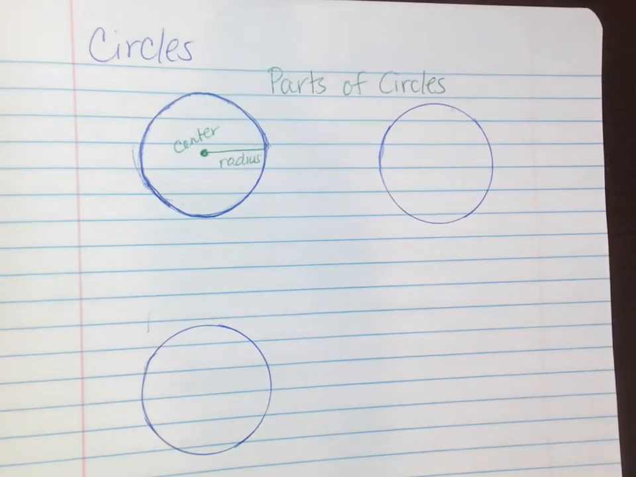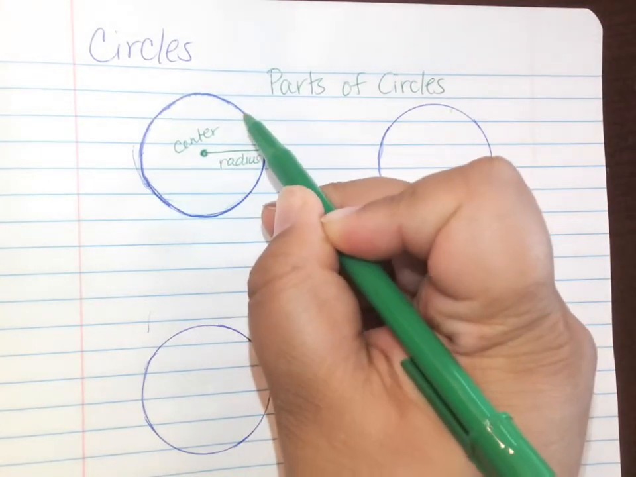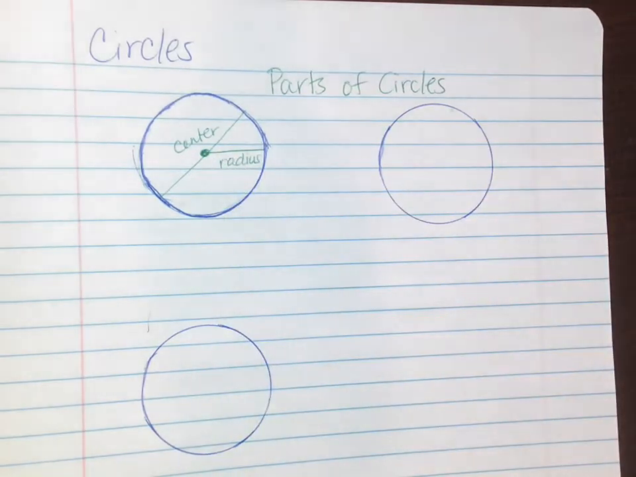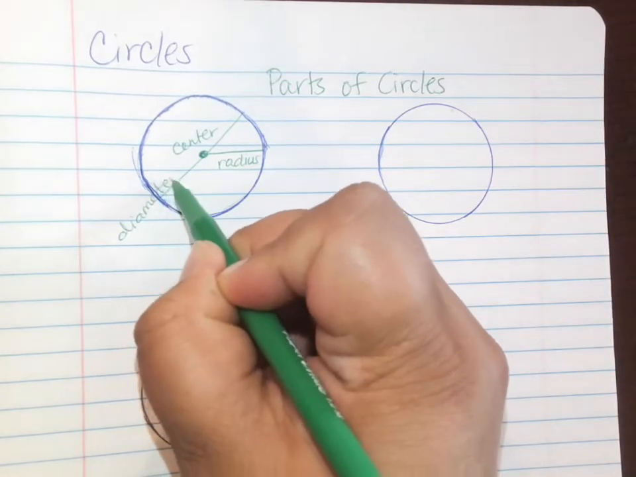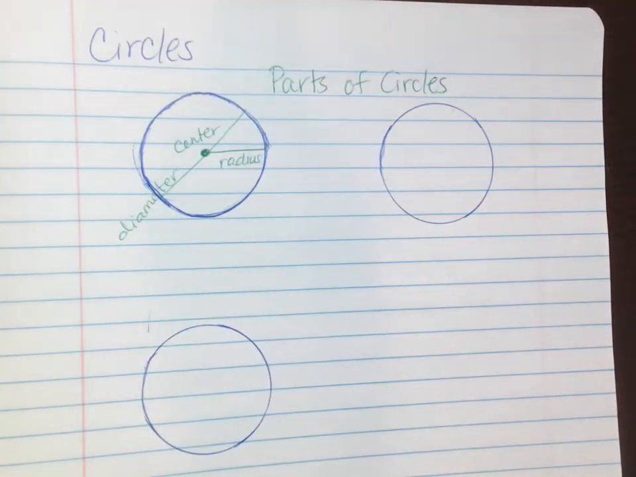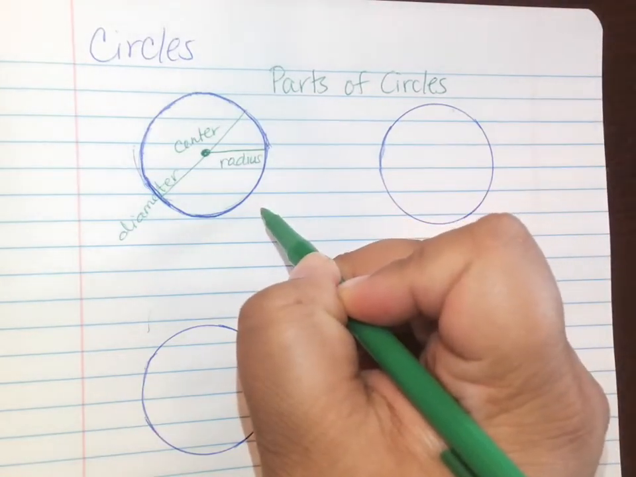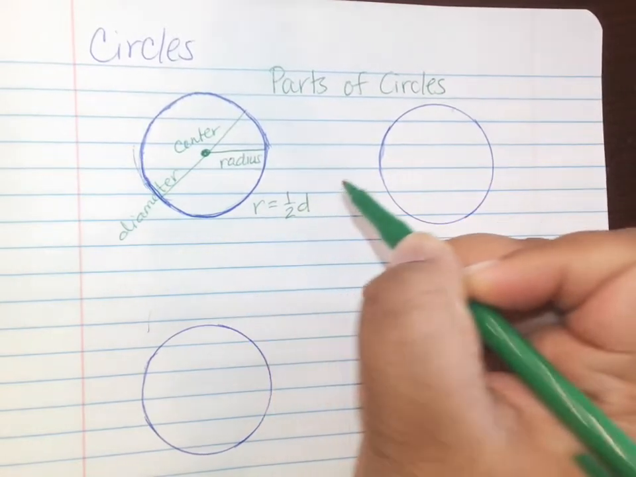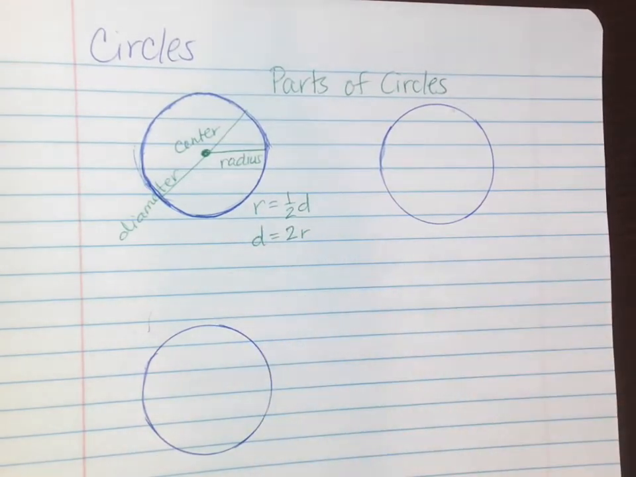And then when you go from one edge through the center to the other, like this, is called the diameter. The diameter and the radius are related. The radius is actually half of the diameter. Or you can write it as the diameter is double the radius. But that's how those two are related.